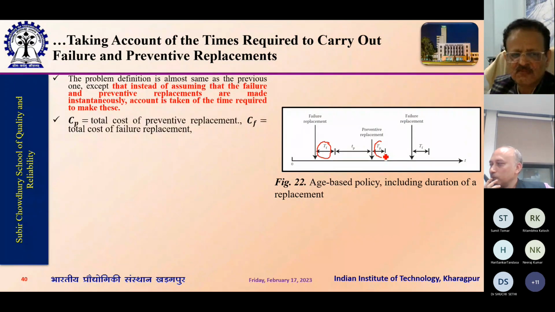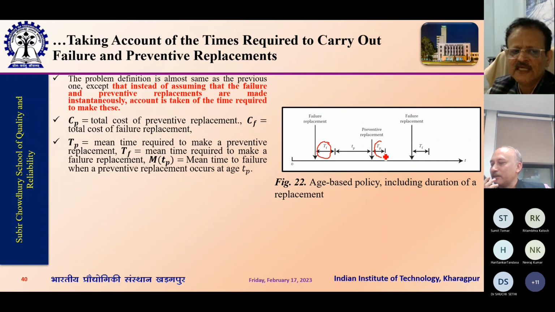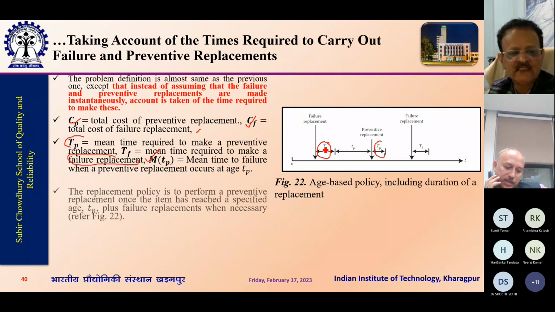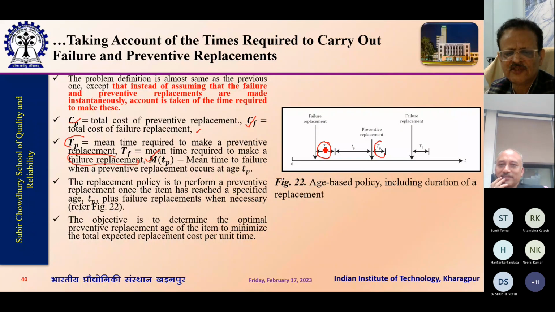The statement of the problem, the cost we have to consider, everything remains the same, except that now we are considering the mean time required to make a preventive replacement and the mean time required to make the failure replacement. These times are to be taken into account, and the rest remains the same. They can easily be considered. Same statement, nothing is to be changed.